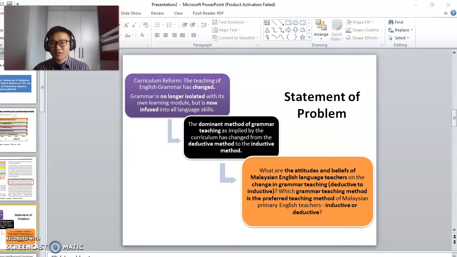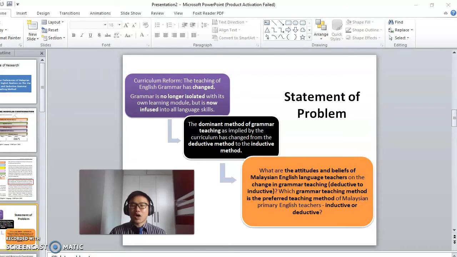Hence, the next question is, how has the elimination of the grammar module changed grammar teaching as a whole? To answer that question, we need to compare how grammar was taught before and after these changes. Before the changes were made, grammar had its own learning module with its learning content and standards. So with this, grammar is usually taught as a focused skill in a day's lesson, just like the other four language skills, listening, speaking, reading, and writing. Hence, it can be said that grammar was mainly taught deductively before this, being the main focus of the lesson.